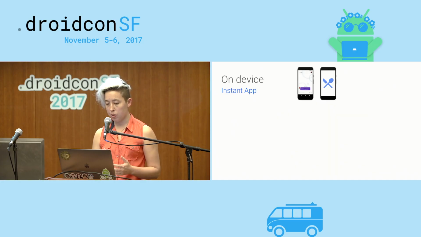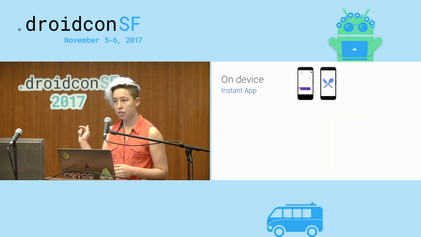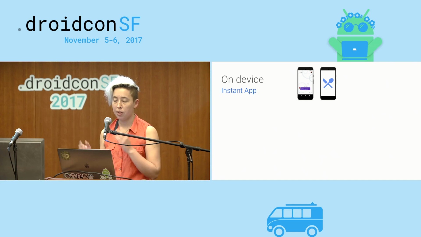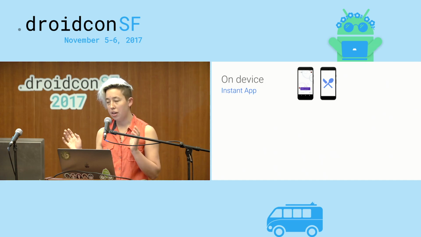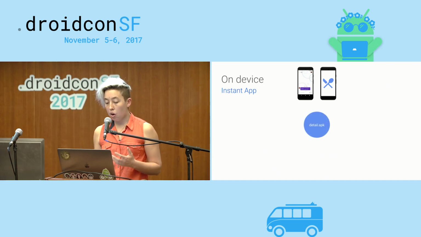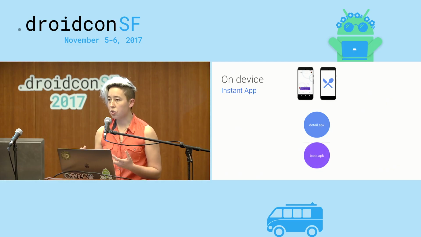Then the user's experience is that their friend goes, hey, want to go eat at this restaurant? They click on the link, and it only downloads the detail APK for the detail page about that restaurant. It's also going to download those base utility features and other code and resources that you needed. But it downloads this bundle, and it doesn't download the other features.